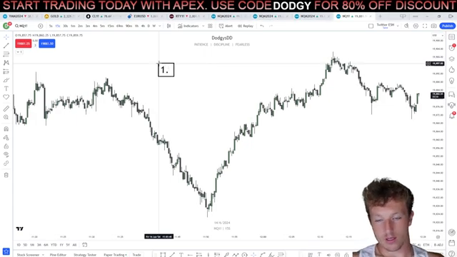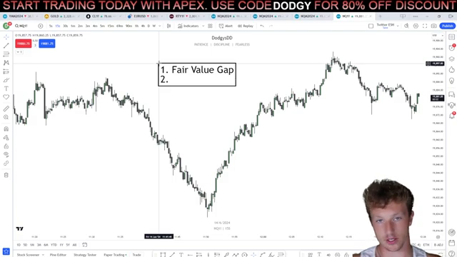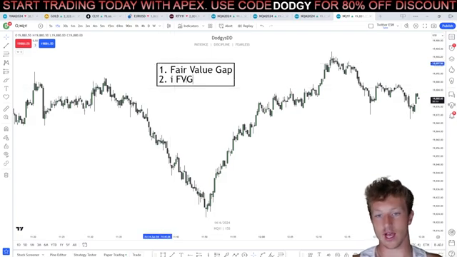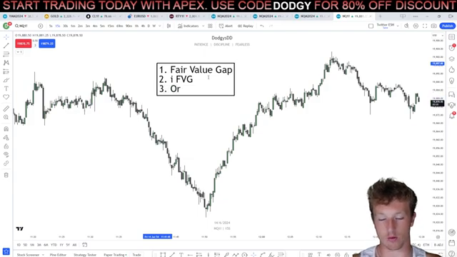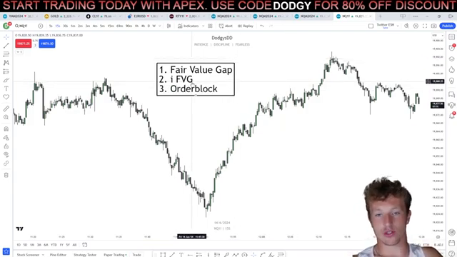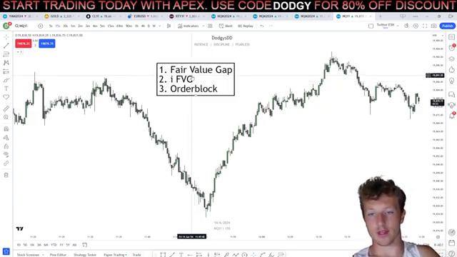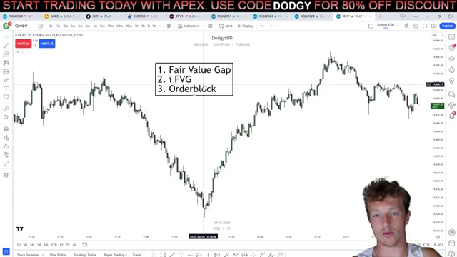In order, we have a fair value gap, an inversion fair value gap, so the I stands for inversion, and then we have just a fair value gap, and then we have an order block. Okay, so these are the 3 main ones. I'm going to show you examples of all 3, one example each, and explain why they are what they are, and show you how you can enter, put a stop loss, and where to target.